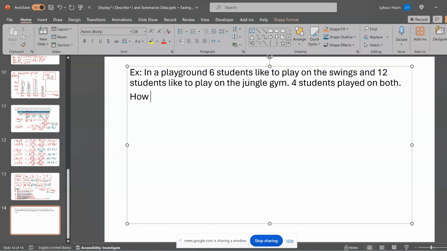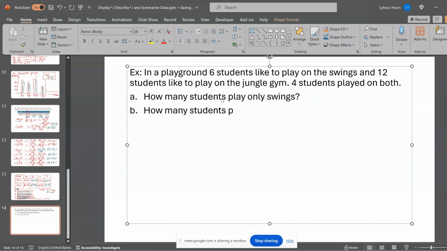So how many students play only swing, and how many students play only jungle gym, and see how many students in total.